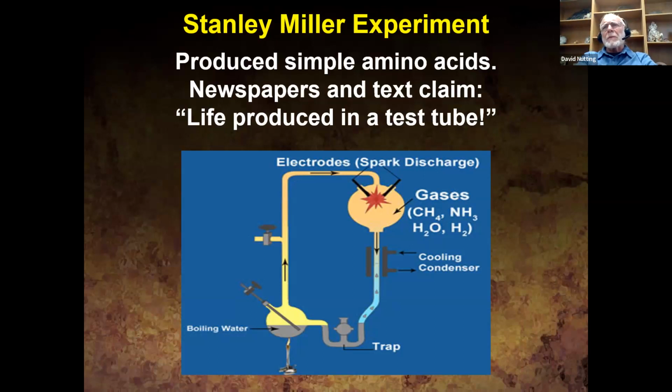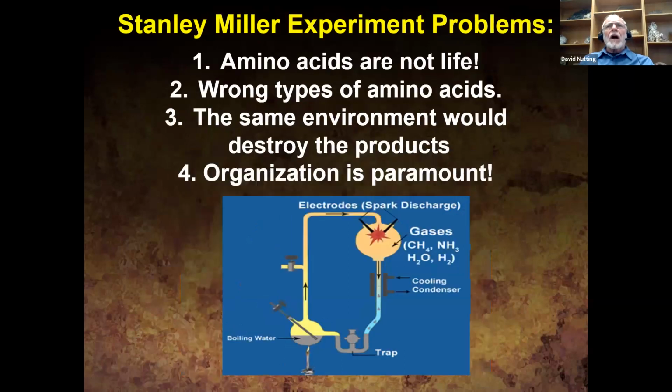Anyhow, they produced simple amino acids in the laboratory. Wow. The newspapers and the textbooks claimed life produced in a test tube. Well, no, they didn't really produce life at all. In fact, amino acids are not life. They even had the wrong types of amino acids, the kind of amino acids that would bind each other up and give you a little tarry-looking thing, but not life. It wouldn't do any good.